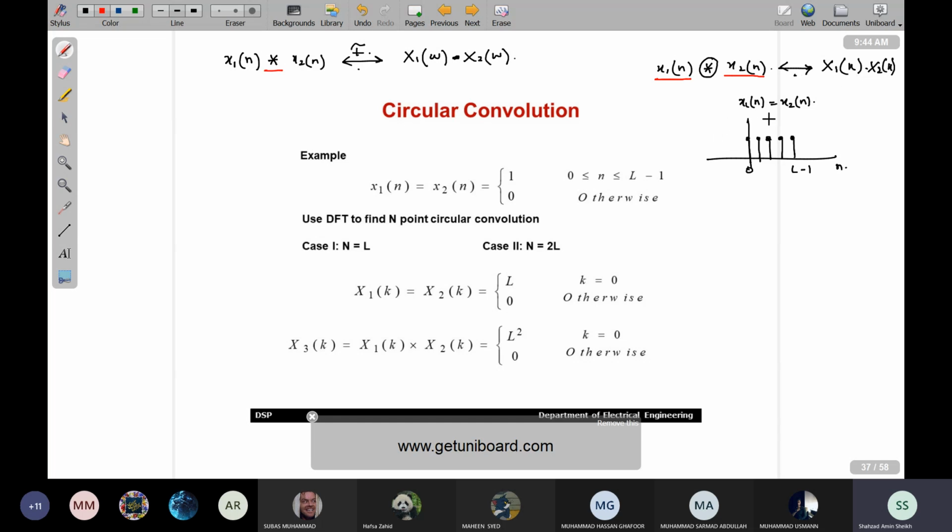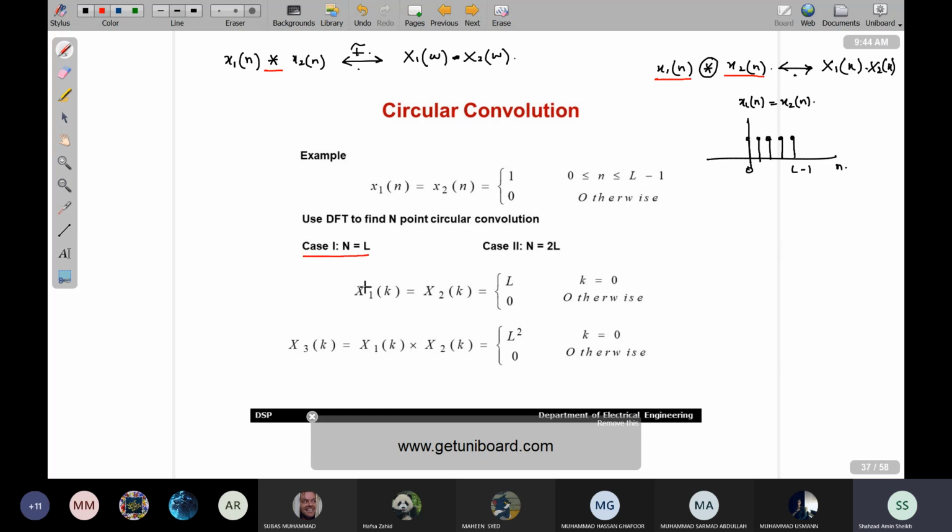Okay? Now x1 of n and x2 of n are given to you, that is this thing: 1, n between 0 to L minus 1. Now it is said that you do an N-point circular convolution where N is equal to L in case 1, and in case 2 N is equal to 2L. Okay, let's start this. Let's do it for N equal to L.